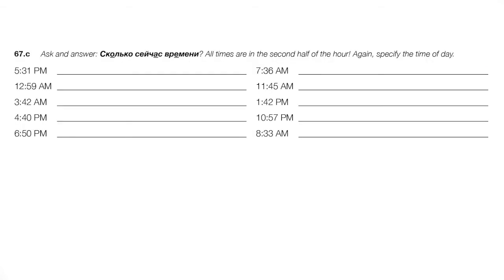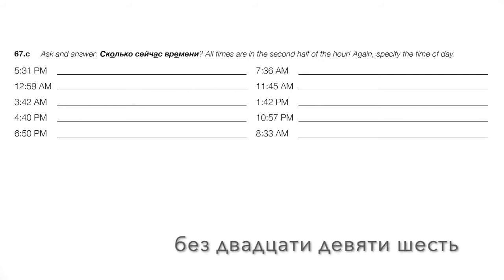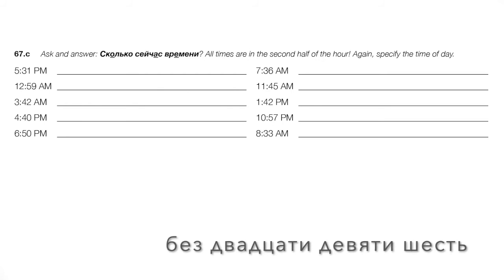Okay, so let's fill in some times for the second half of the hour. Again, answering the question, сколько сейчас времени? And here, again, as always, we're thinking minutes first. And in this case, we have to do a bit of math, right? For the time 5:31, we want to say without 29 minutes, 6, or again, kind of like in English saying 29 till 6. So, без 29 минут, again, throwing in минут is sort of optional, but why not? Без 29 минут 6, right? So again, without 29, 6.